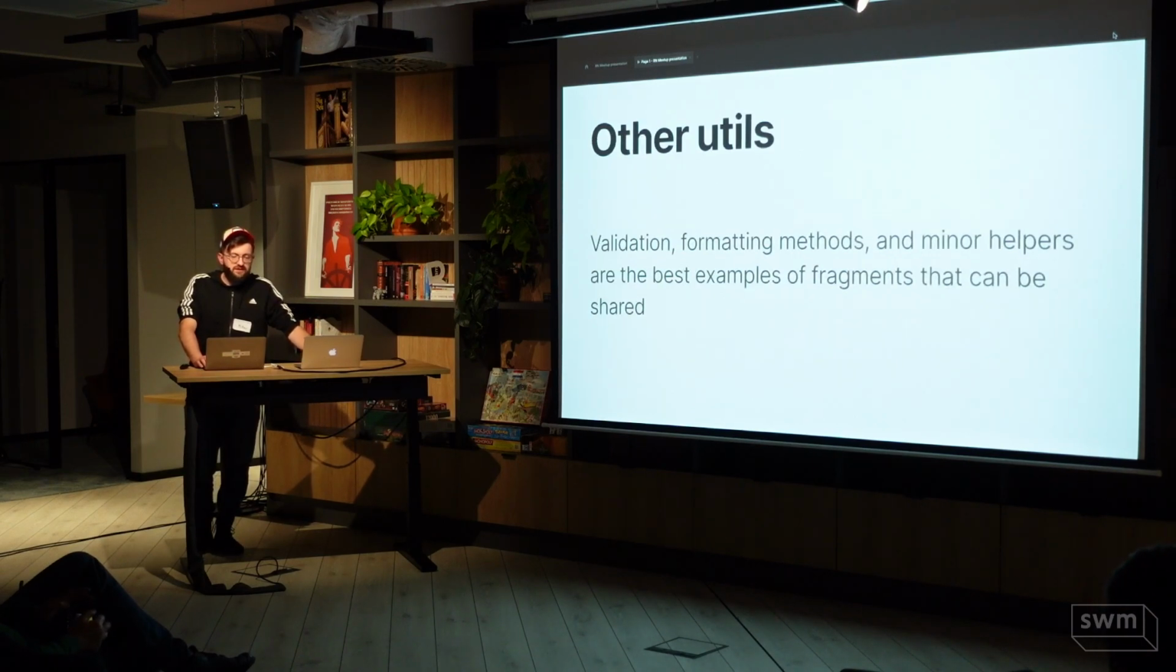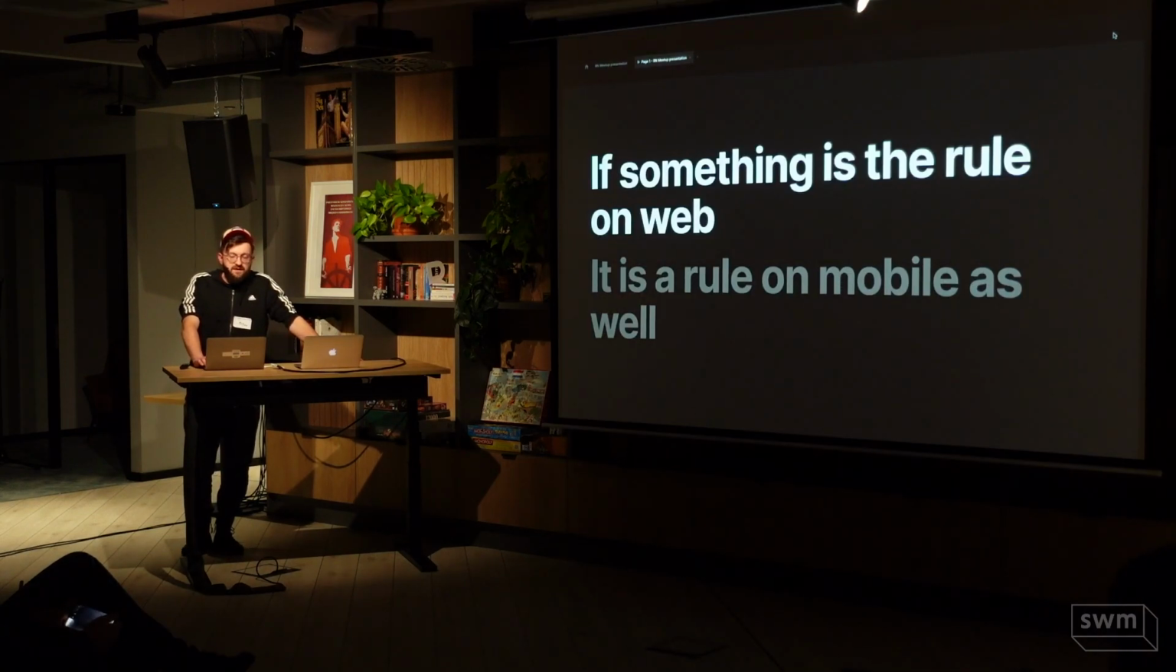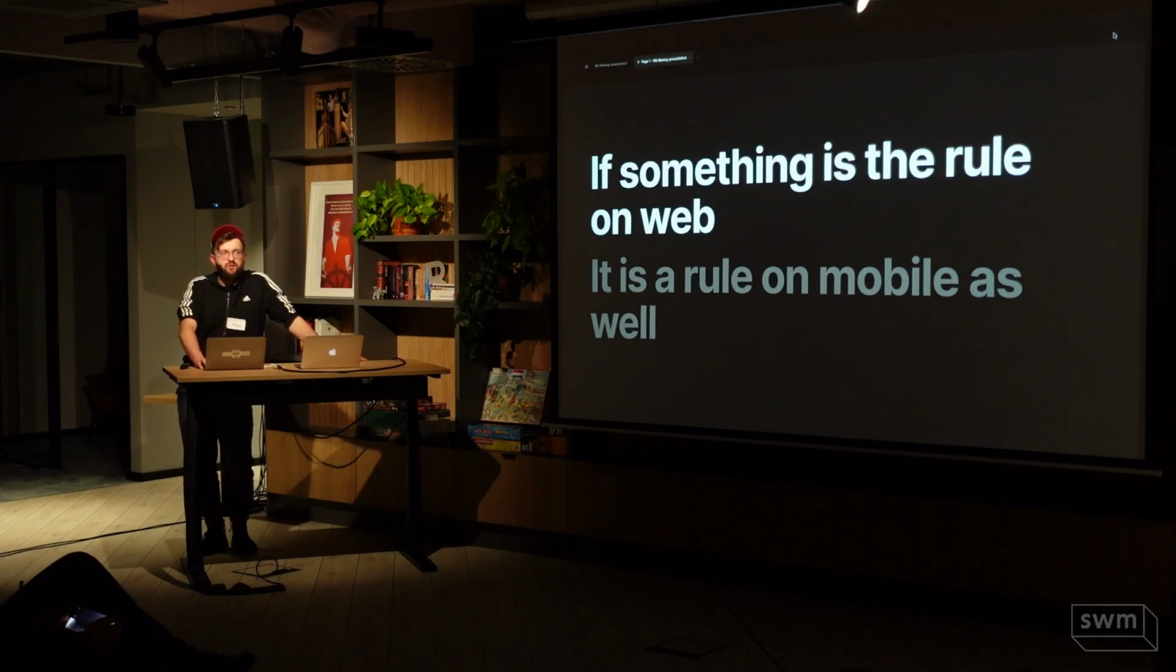Other utils like the formatting methods, minor helpers, are something that can be shared as well. Those are good candidates to be shared between the platforms. And I used to say that if something is a rule on the web, it should be a rule on mobile as well. So there is no reason why, when it comes to business logic, something should work differently on mobile and web. It could be when it comes to the UI, but when it comes to the logic, it could be quite confusing if something works differently between the platforms.